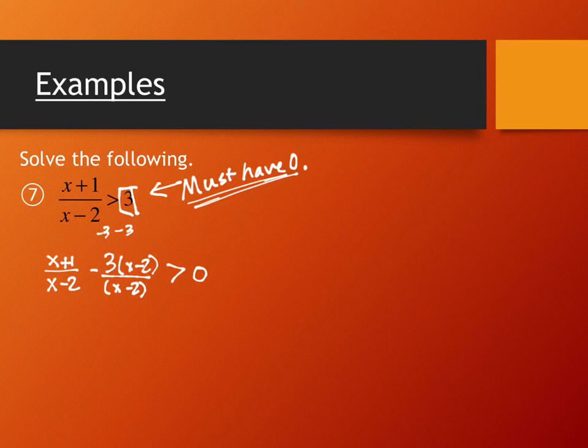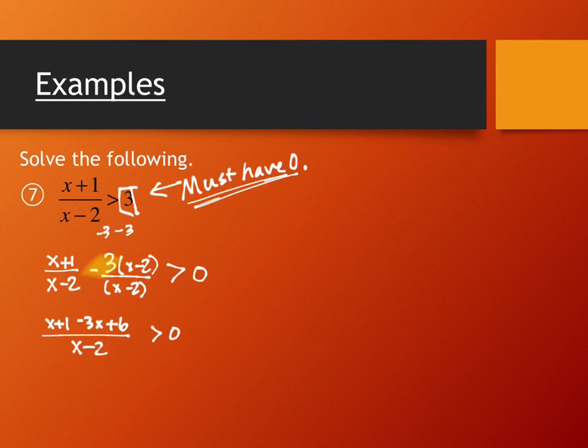Does that make sense? Right, I'm combining pieces. One was a whole number piece, one was a fractional piece. I got to get the same denominator. So we're going to see what we have here. Let's see, I've got x plus 1 still. I'm going to distribute the -3 through, so I have -3x and positive 6, still over x minus 2.